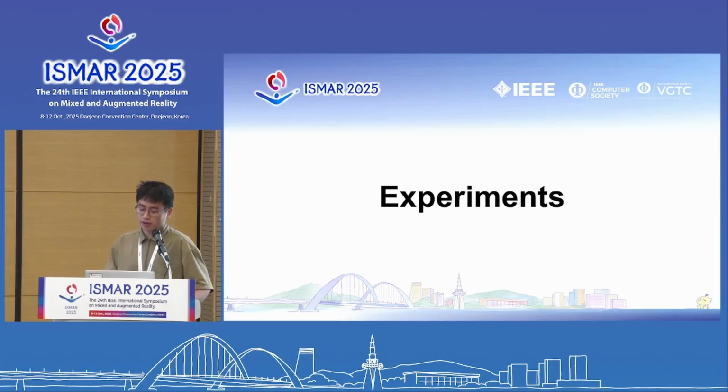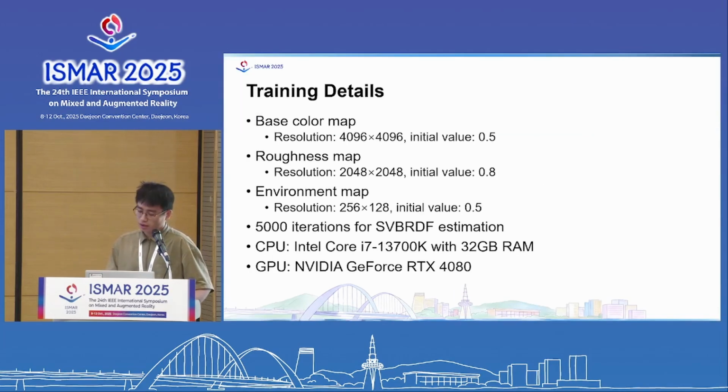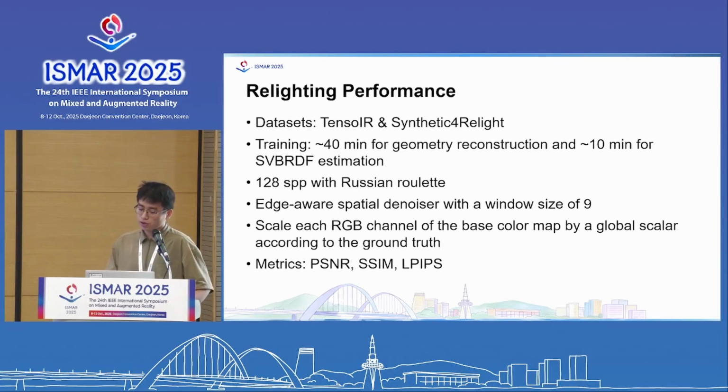Let me talk about the experiments and the results. Here are the training details for the second stage of the inverse rendering. We use TensoIR and the Synthetic4Relight datasets to evaluate the relighting performance of our method. The training process takes about 40 minutes for geometry reconstruction and about 10 minutes for SVBRDF estimation. In differential path tracing, 128 samples per pixel are used and Russian roulette is applied. Edge-aware separation denoising with a window size of 9 is applied.